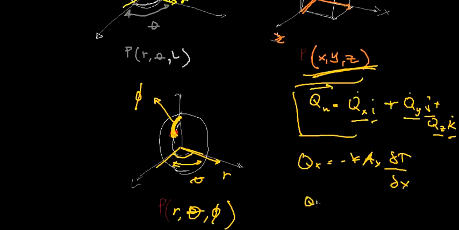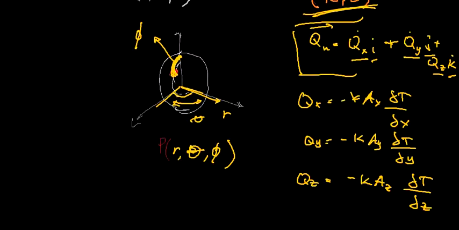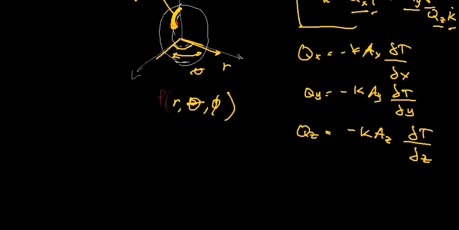The same principle goes for Qy and Qz. For Qy, we have negative k times the area at y times the partial derivative of T with respect to y, and for Qz, we have negative k times the area at z times the partial derivative of T with respect to z. Okay?